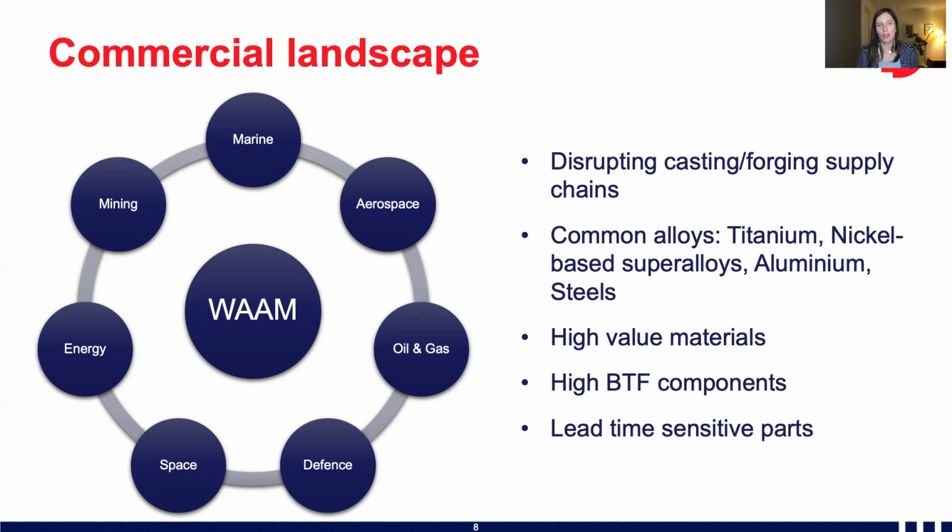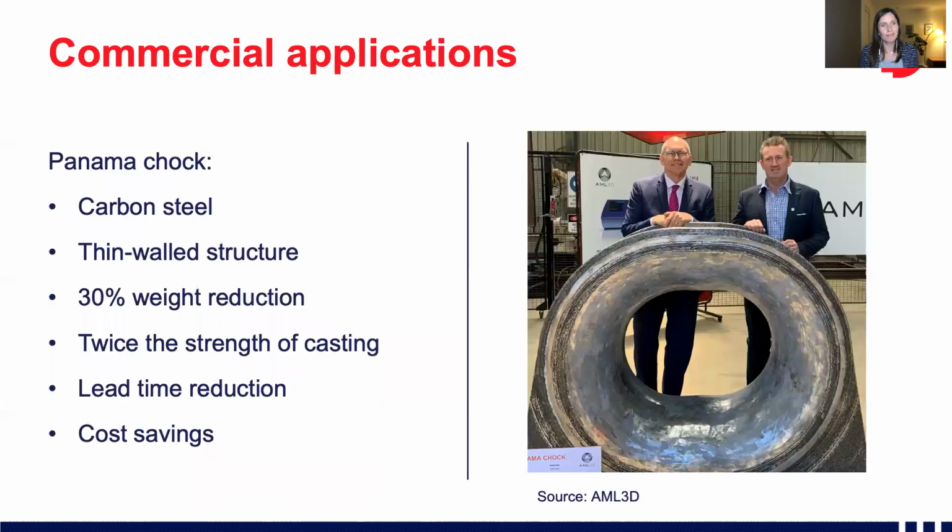Some common alloys that are used commercially are titanium, nickel-based superalloys, aluminium, steels. They tend to be high-value materials. So you have that generally typical AM value prop that's going on for laser powder bed fusion as it does for WAAM as well. High buy-to-fly components, so your aluminium wing ribs where you'd have to do loads of machining. Instead, you could just have a forged plate and then build up a rib structure around that much more cost effectively and quickly. And great for lead time sensitive parts.